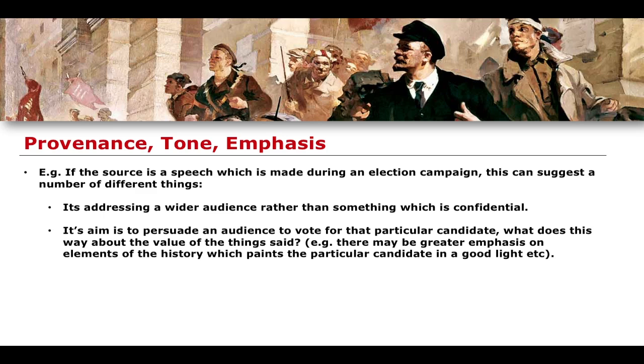For example, if it was a speech made by Margaret Thatcher in an election campaign, there's probably going to be greater emphasis on the parts of history which paints that particular candidate in a better light than other parts of history. So you might say that it has less value to a historian because it's going to be slightly emphasized towards the candidate. It's going to be essentially trying to paint the candidate in a better light than if it was something a little bit more objective. It's going to be subjective in a way, okay? And so therefore it might touch on some parts but not touch on other parts.